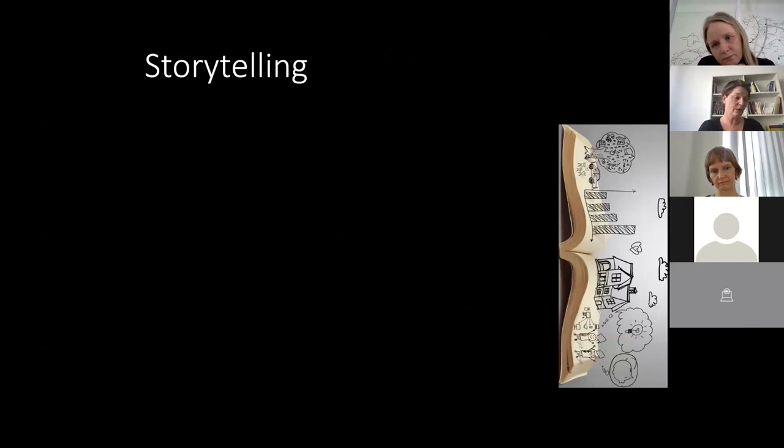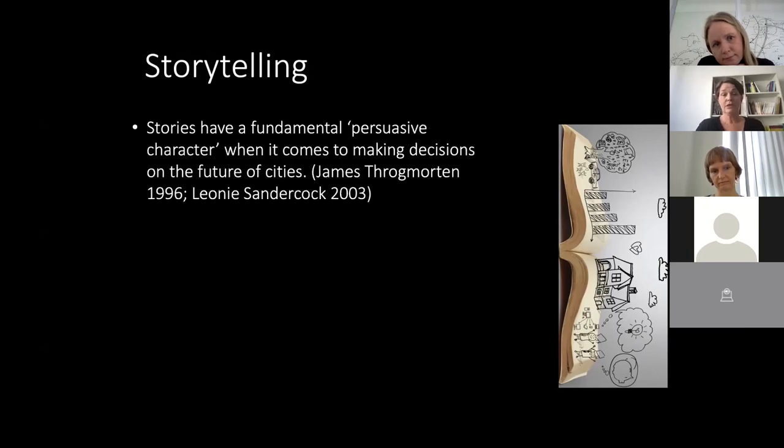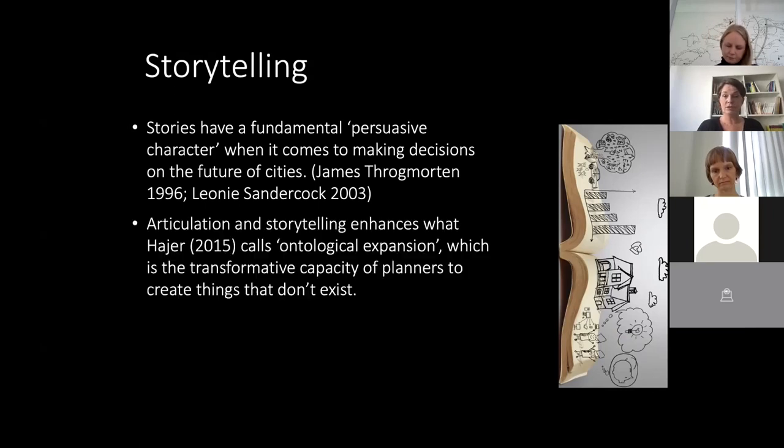I'm just going to say it here because it is important. It was also an important part of the planning of these two neighborhood streets in Copenhagen. Stories have a fundamental persuasive character when it comes to making decisions on the future of cities. This is also what the architects use. They use stories and visions when they want politicians and planners to make decisions. And articulation and storytelling enhances what Hajer calls the ontological expansion, which is the transformative capacity of planners to create things that don't exist. So by using the right stories, we can also rethink what it is that we are taking for granted, or how it is that we think the world works.